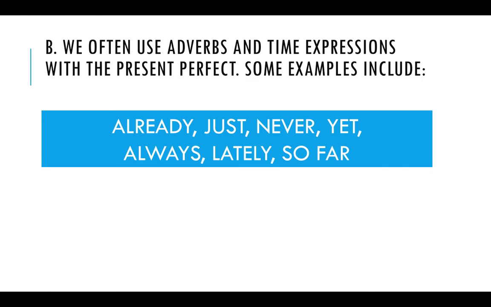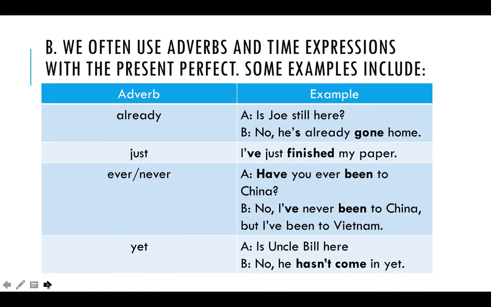Okay, there are a group of adverbs that we often use along with the present perfect. We can think of them as kind of cue words for the present perfect. Things like already, just, never, yet, always, lately, so far. Okay, is Joe still here? No, he's already gone home. He has already gone home. Just, I've just finished my paper, it means a short time ago.